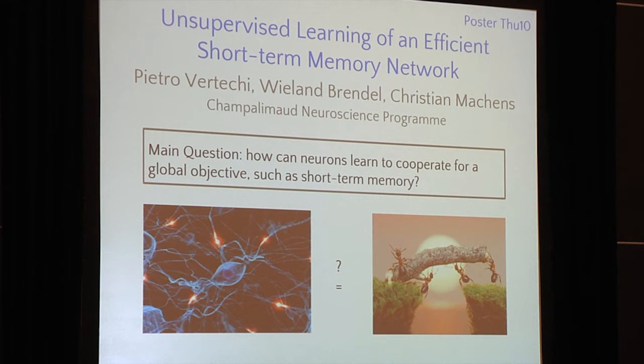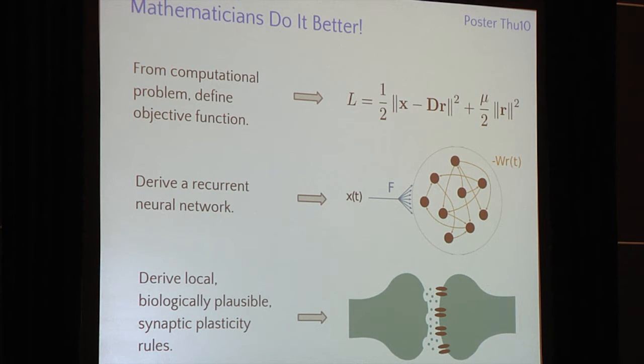Our main focus of interest is self-organization in neural networks. In simpler words, we would like to understand how neurons can learn to cooperate for a global objective, such as, for example, short-term memory, which we'll analyze in fuller detail. We start from first principles. So from a given computational problem, we define an appropriate objective function.